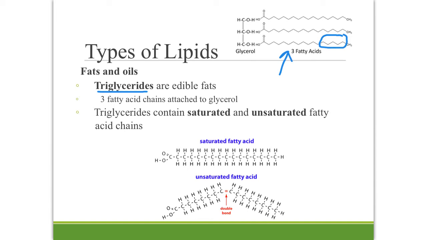The triglycerides can contain either saturated or unsaturated fatty acid chains, and that has to do with whether the carbons have all single bonds, as we have in this first example, or if there are some double bonds, like we see in the middle of this unsaturated fatty acid. So saturated means basically full of hydrogen, and the unsaturated fatty acid could have more hydrogen added if we broke that double bond.